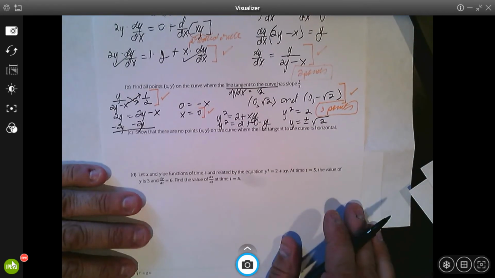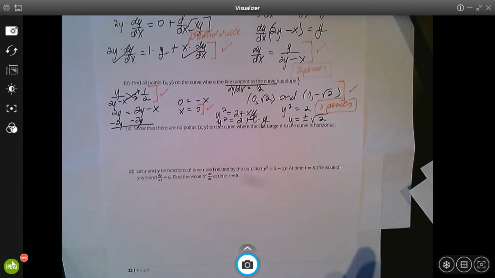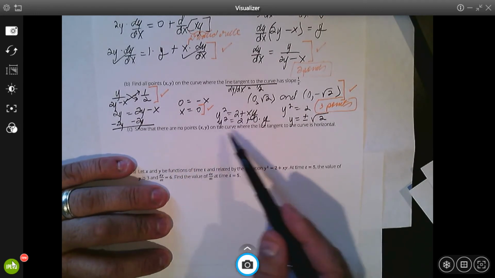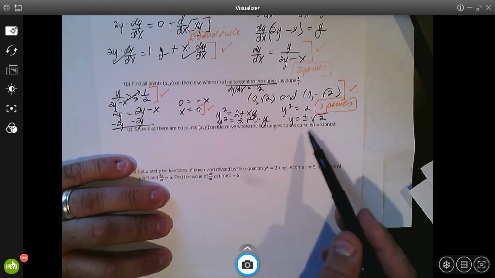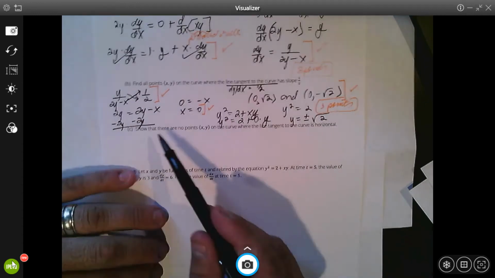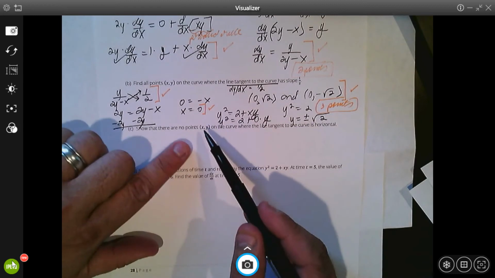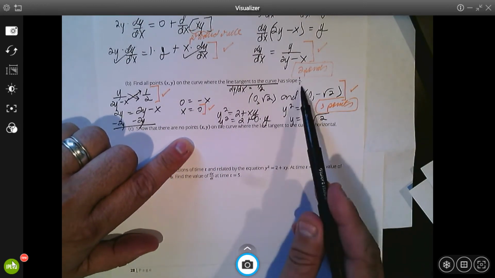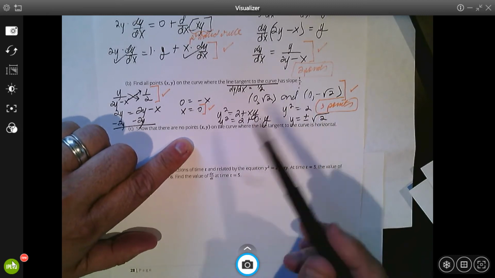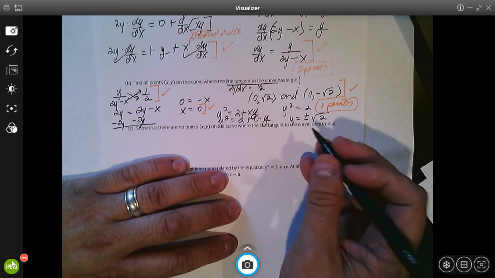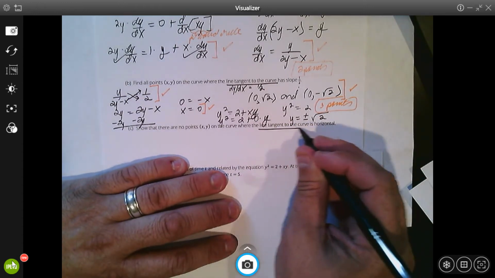Okay. All right, part C. This one's tricky. Show that there are no points on the curve where the line tangent to the curve is horizontal. Wait a minute. In part B, we wanted to find places where the tangent line had a slope of 1/2. In part C, we want to show that there are no points where the line tangent to the curve is horizontal.